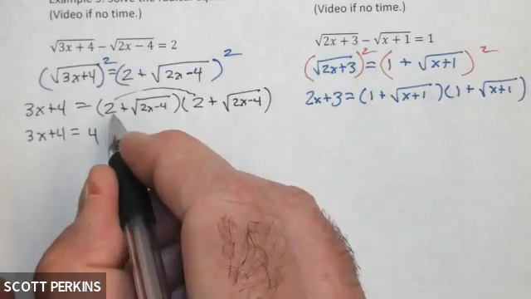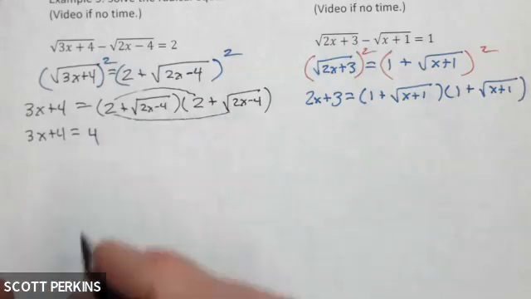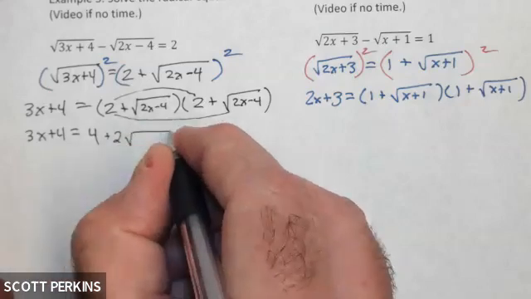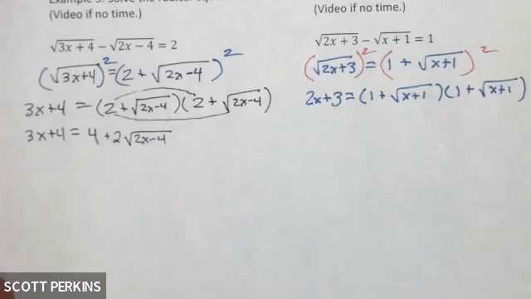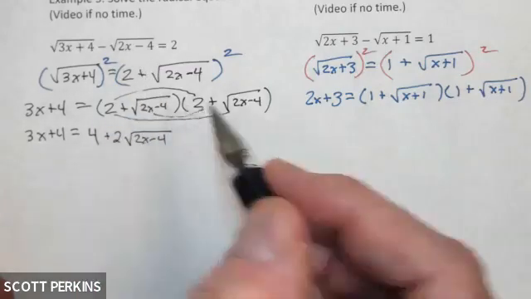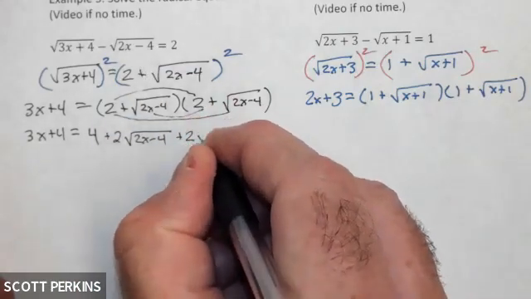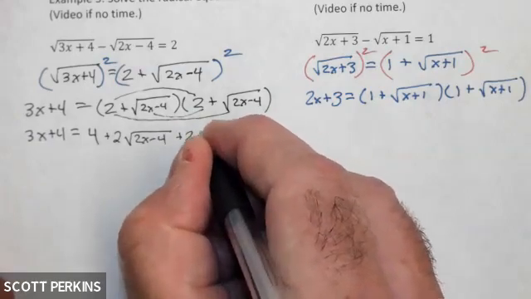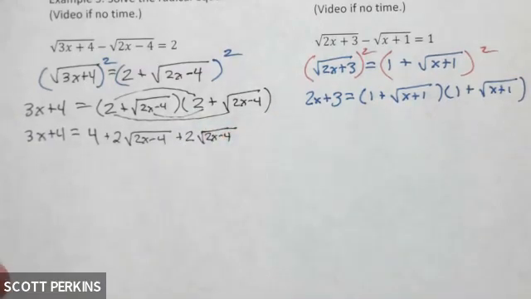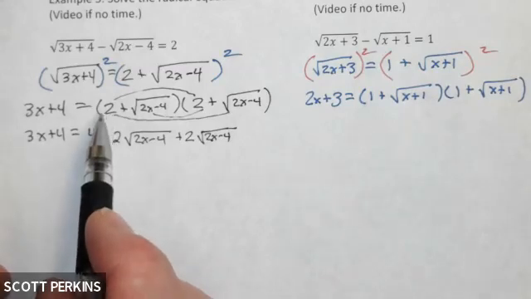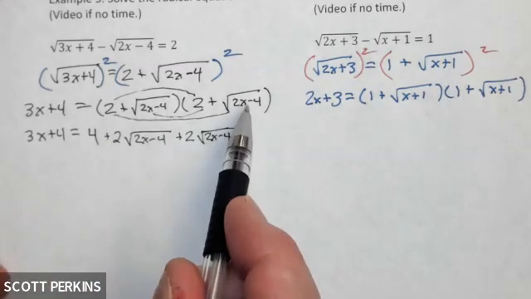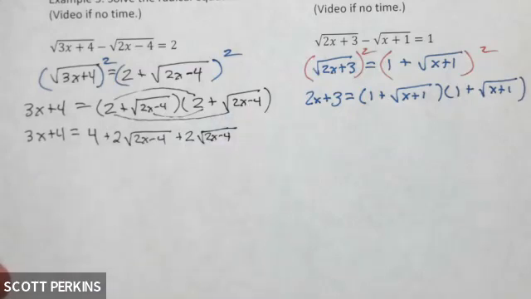My outers, 2 times the square root of 2x minus 4 is going to be 2 times the square root of 2x minus 4. My inners, square root of 2x minus 4 times 2 is going to be 2 times the square root of 2x minus 4. Somebody might be thinking, hey, why aren't you multiplying that 2 times the 2x minus 4 and getting 4x minus 8? Because this 2 is not under the radical, and the 2x minus 4 is under the radical. So you can't just cross over under the radicals unless they both are.